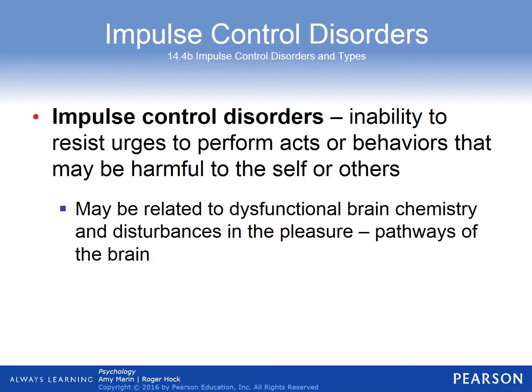Impulse control disorders are on the rise. This isn't one we used to talk about, but apparently it's becoming more common. Inability to resist urges to perform acts or behaviors that are harmful to the self or others, and they're linking that to brain dysfunction. Things like gambling, or pulling your hair out. The book talks about several examples of these types of disorders. So interesting, but not terribly common.